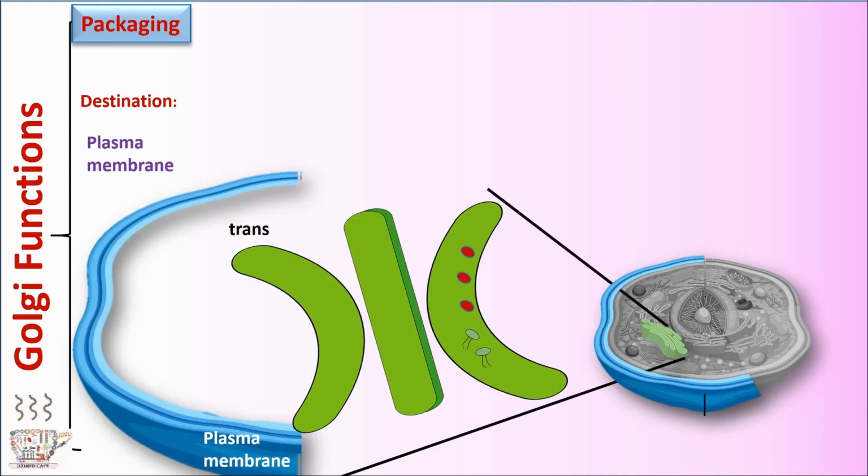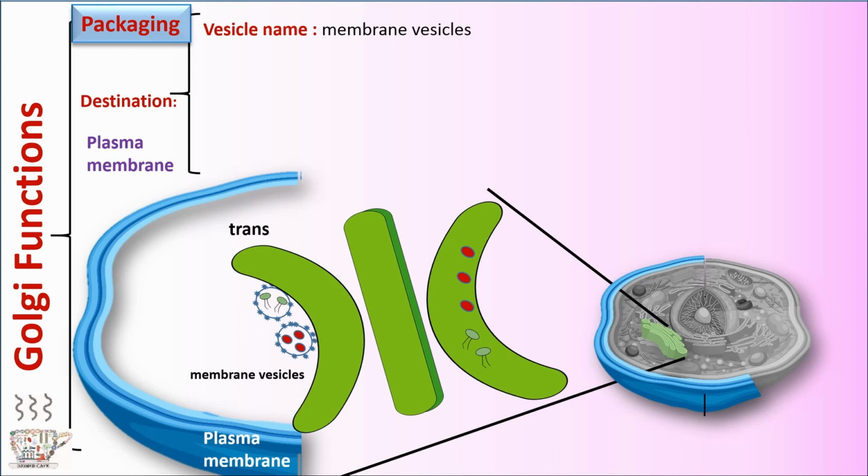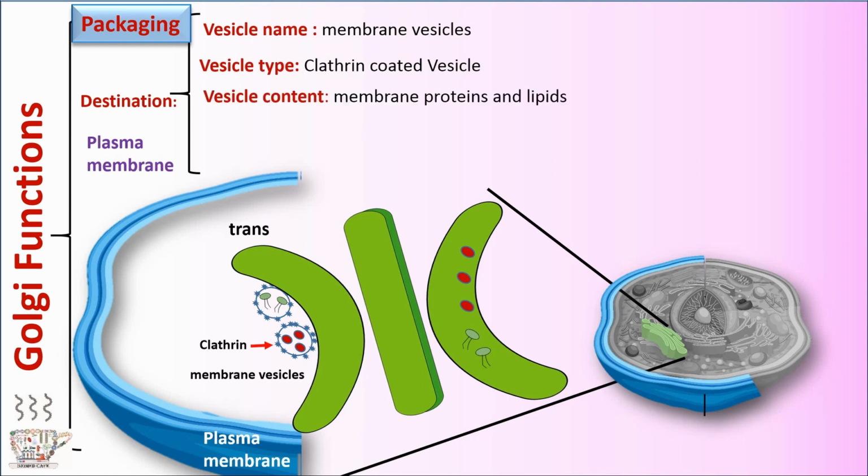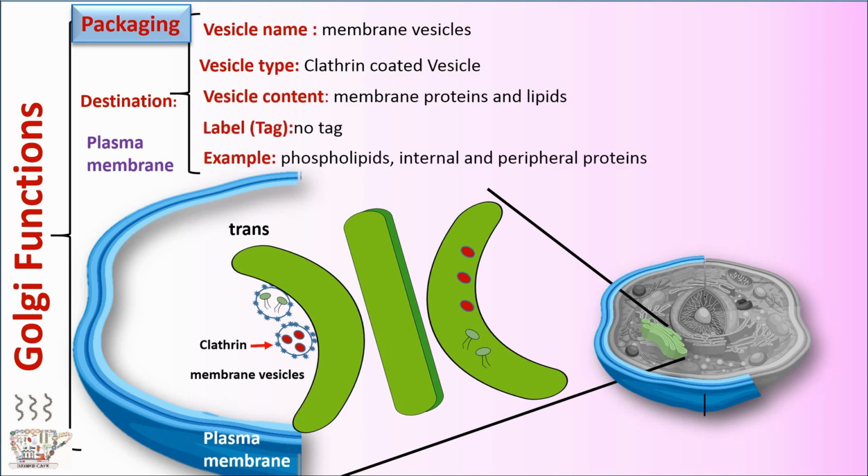When the destination is plasma membrane, the vesicle name is membrane vesicle. Vesicle type is clathrin-coated vesicle. Vesicle content is membrane proteins and lipids. There is no tag. One example of membrane vesicles is vesicles containing phospholipid, internal and peripheral proteins.